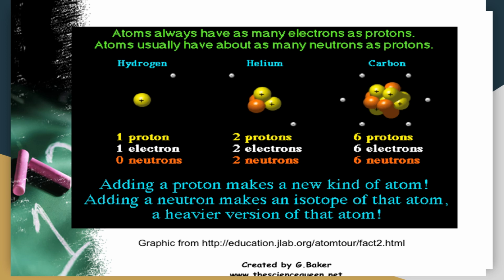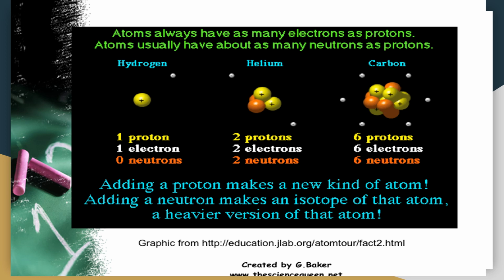Atoms always have as many electrons as protons. Atoms usually have about as many neutrons as protons. When we add a proton, it makes a new kind of atom. Adding a neutron makes an isotope of that atom, or a heavier version of that atom. I'll talk more about isotopes in a few minutes.